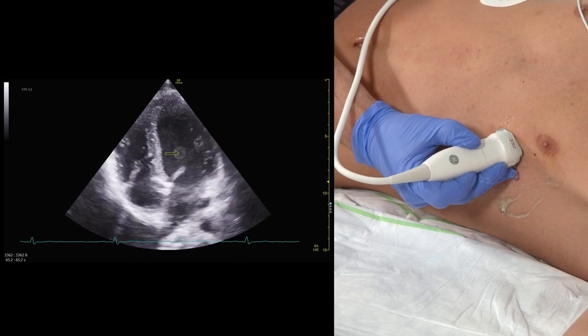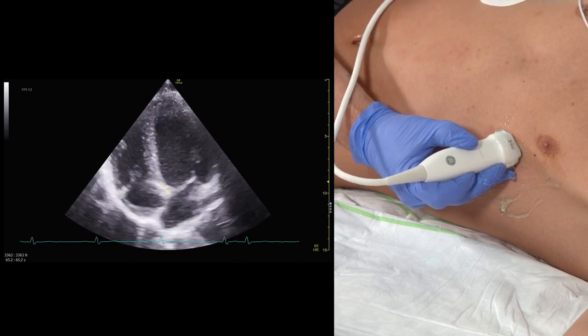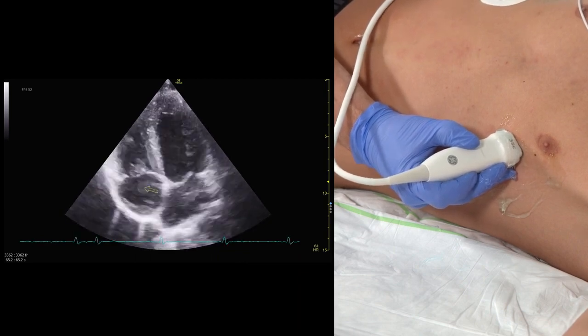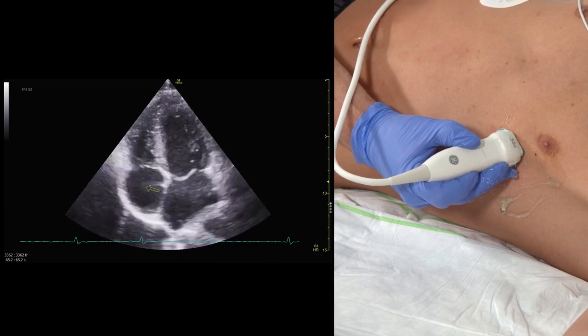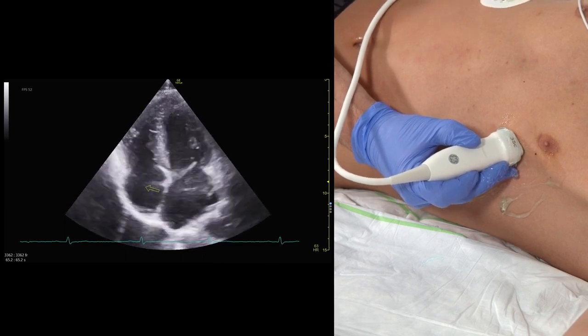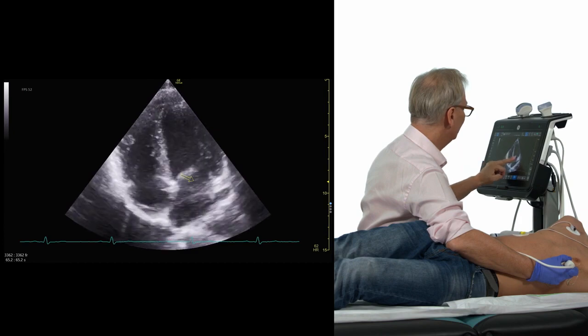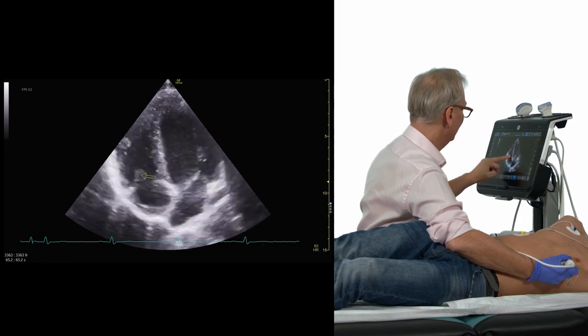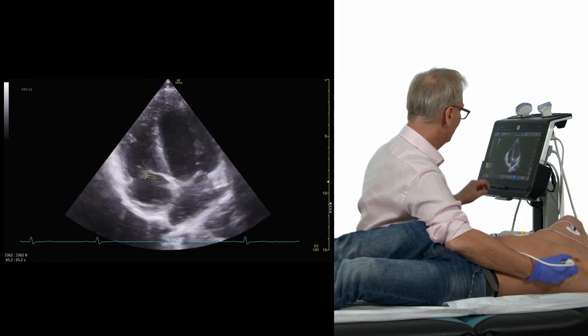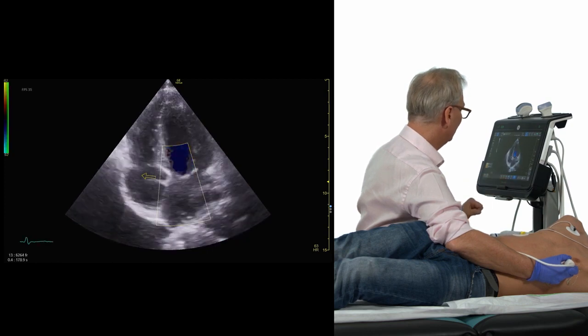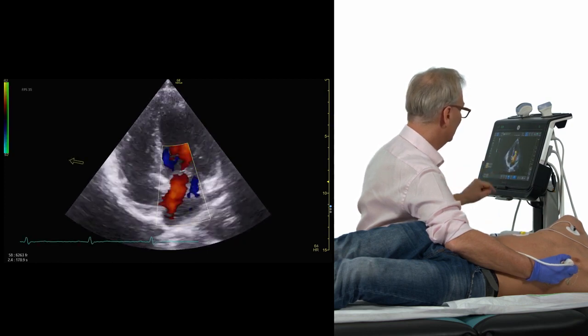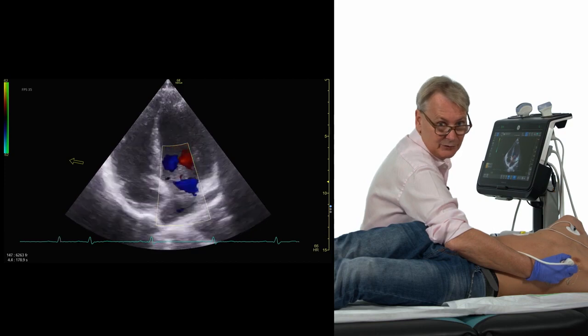The left ventricle, the right ventricle, the left atrium, and the right atrium. You will see the myocardium with the septum here, and you will see the mitral valve and the tricuspid valve. Of course, you can also use color Doppler here, which will be very helpful if you want to assess if a patient has severe mitral regurgitation.